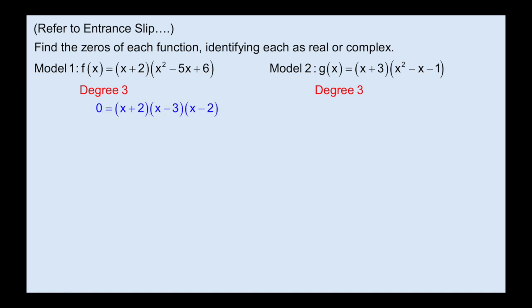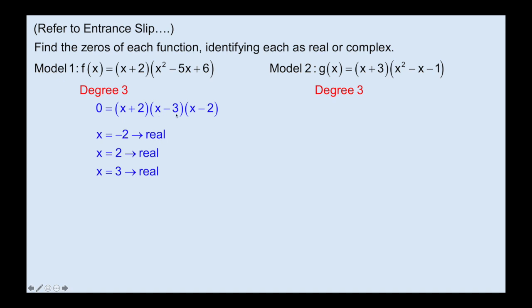And as we do that, x squared minus 5x plus 6 is going to give us x minus 3 times the quantity x minus 2. So now we have these 3 factors as part of our problem. So if we set each of these factors equal to 0, x plus 2 equals 0, that's going to give us a negative 2, and that's considered a real solution.